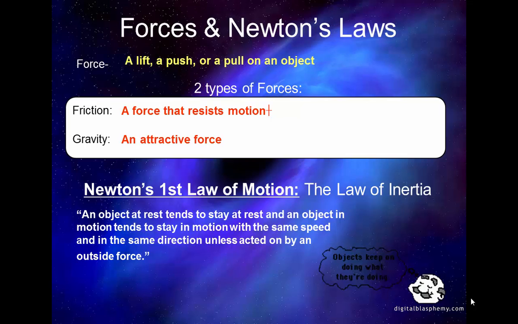Now, technically this ball should continue rolling forever, but it doesn't. And that's because there's an unless. When this ball is in motion, Newton's law of inertia says it should stay in motion unless acted upon by an outside force. And you just told me earlier, there is an outside force. It's the force of friction, or the force of air resistance. Okay? So that's the law of inertia.